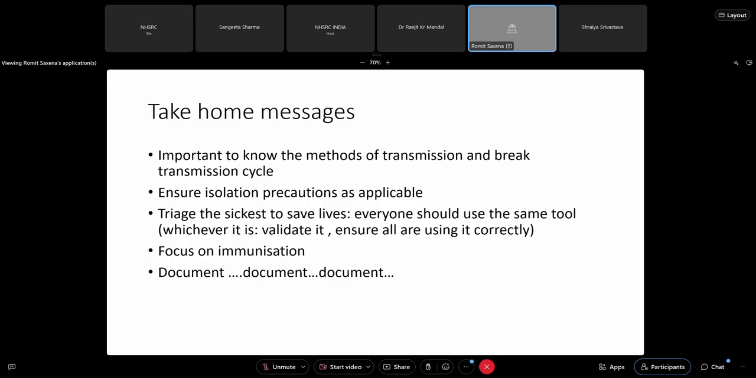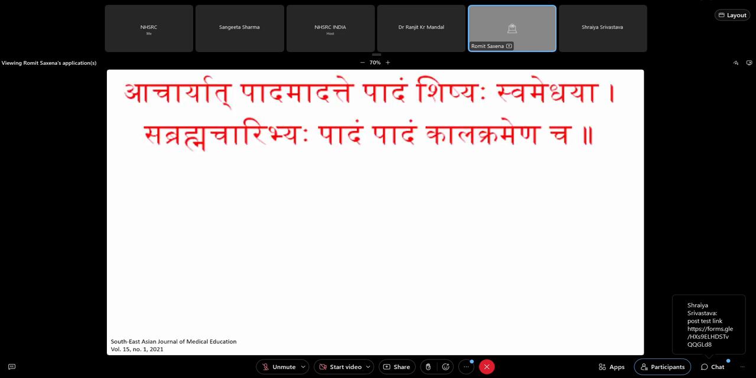So it should not be that you as a doctor are using APLS, your staff nurse is using IMNCI, and some other teacher is using ETAT. All of you in the same clinic or dispensary or hospital should be using the same triage tool. So your sign should be the same as the next one. Focus on immunization and document.